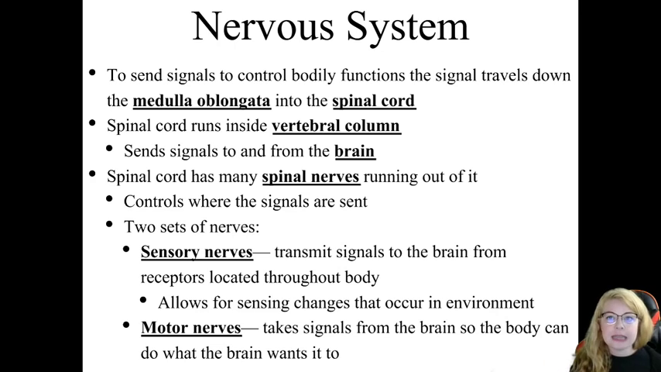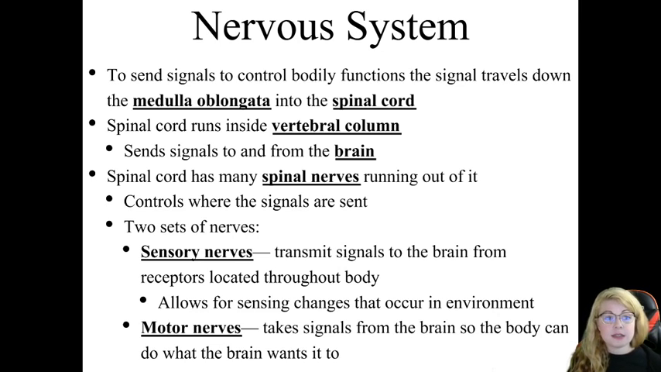To send signals to control bodily functions, the signal from your brain has to travel down the medulla oblongata into your spinal cord. And your spinal cord, as you guys know, runs down through your vertebral column because those vertebrae, those bones, are protecting your spinal cord. This sends signals to and from the brain up and down. Also, your spinal cord has many spinal nerves running through it, and those run out throughout your body, and they control where the signals are sent.